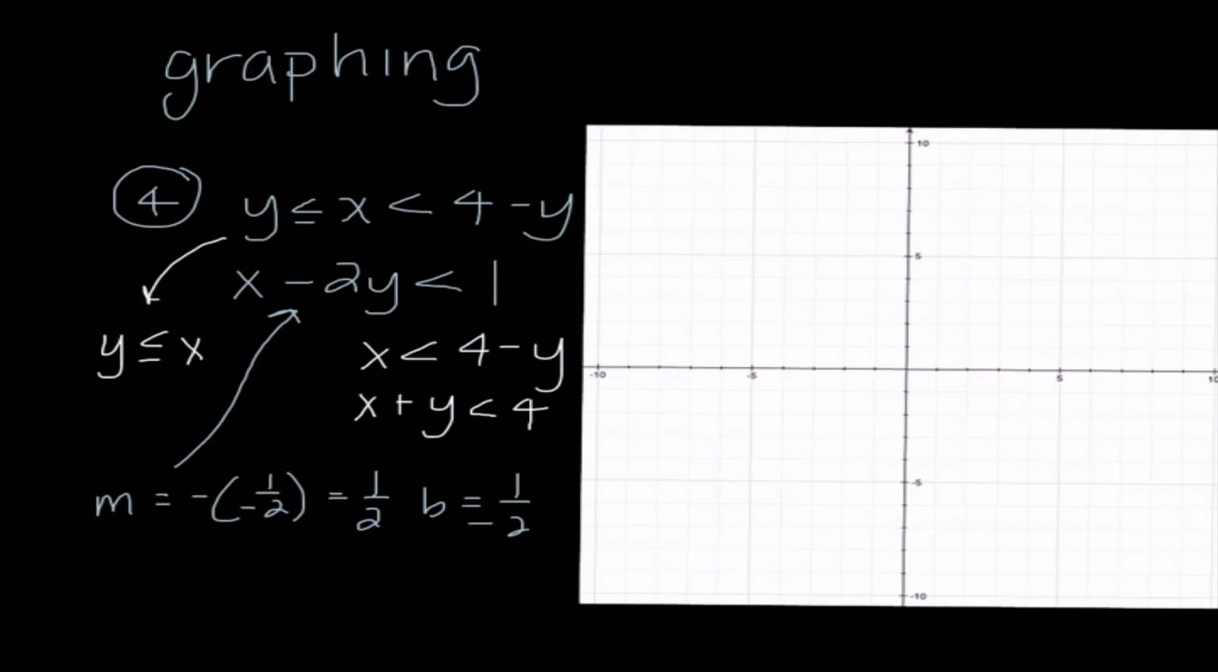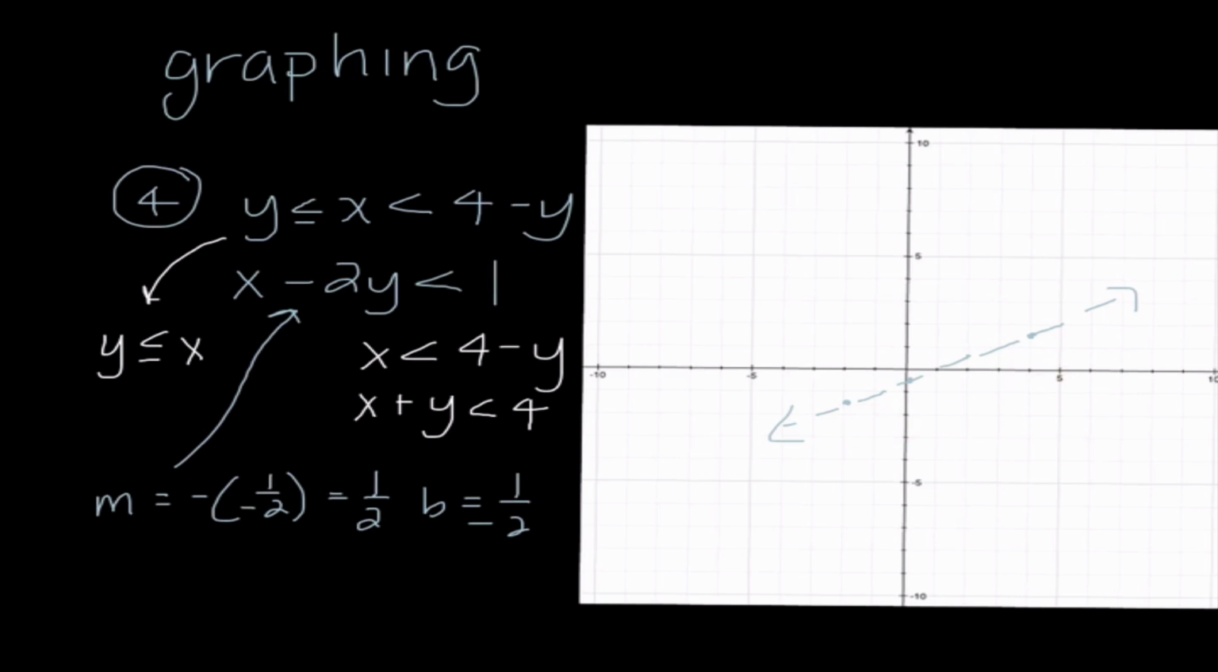So I'm going to begin at negative 1/2. I know my slope is 1 over 2. Okay, so I'm going to just kind of draw that. And I know that my line has to be dashed. The reason why I know it has to be dashed is because it just says less than. Now I need to figure out where to shade. Should I shade on the side of 0, 0, or on the opposite side?